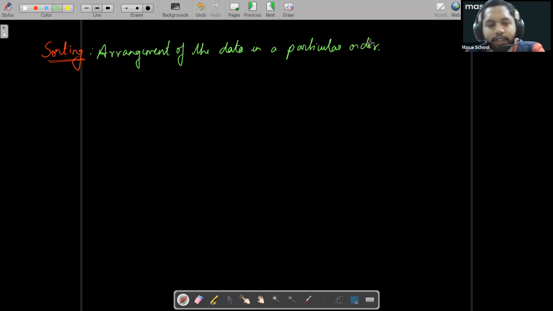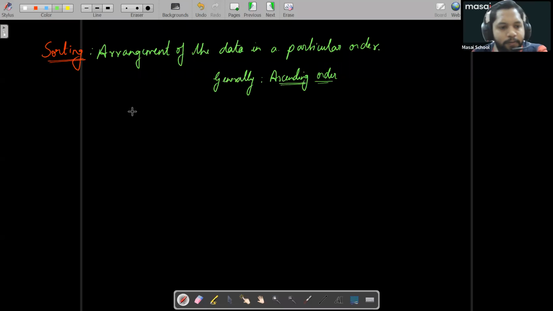Generally it is taken as ascending order, but it can be descending order, ascending order, or any new sorting algorithm, right? So generally it is ascending order. Yes, yes, great, Himanshu.